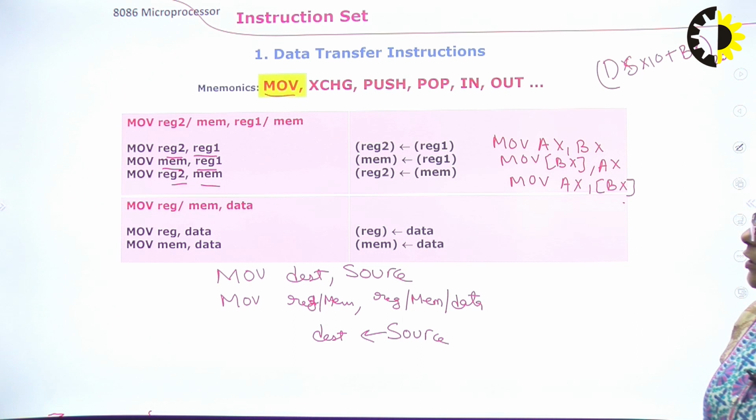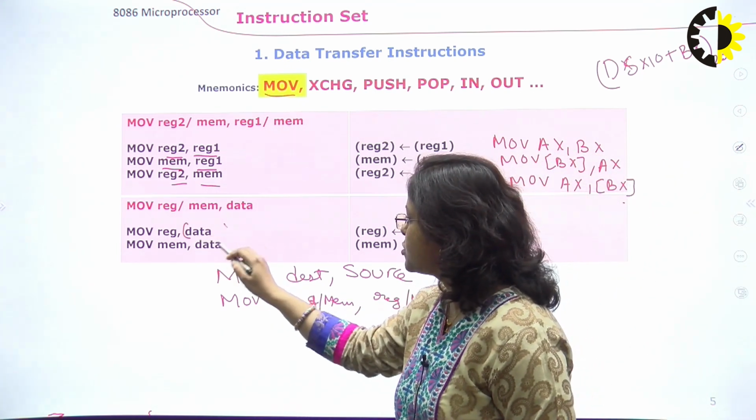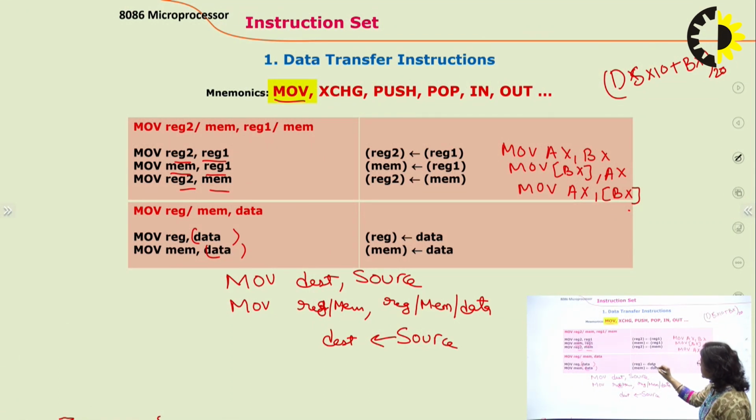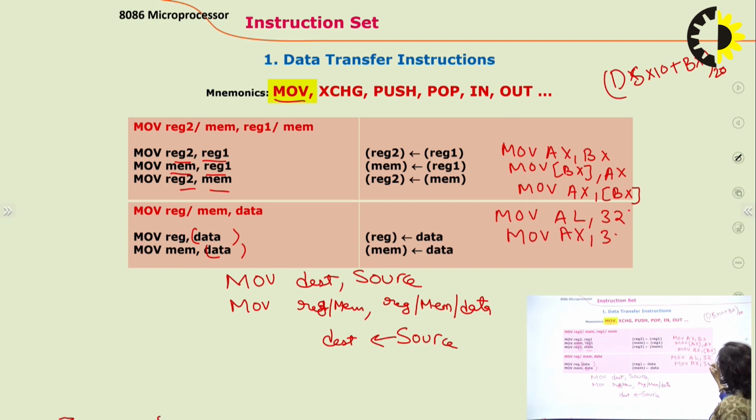Immediate data can only be a source operand and can never be a destination operand. So it just copies data to a register or memory location. For example, for 8-bit data, we can write MOV AL, 32. For 16-bit data, we can write MOV AX, 3252.